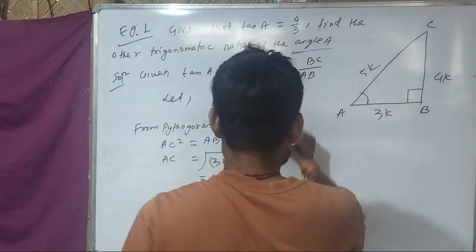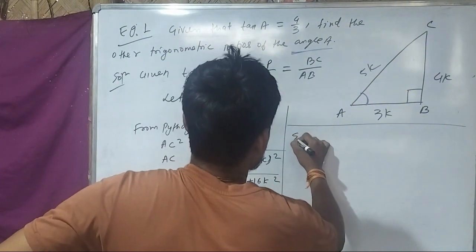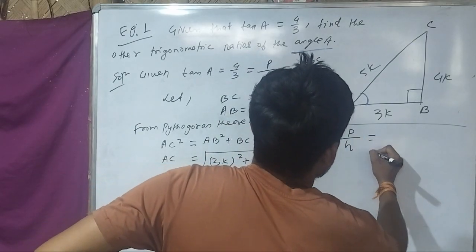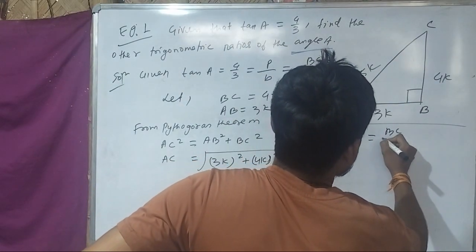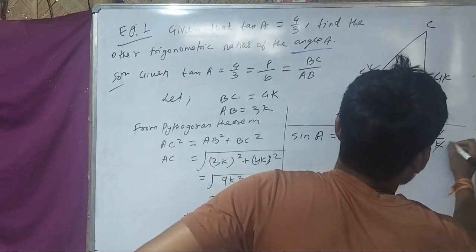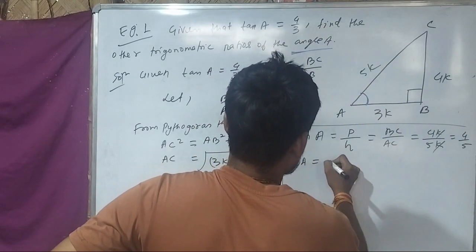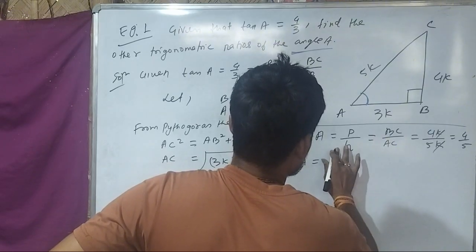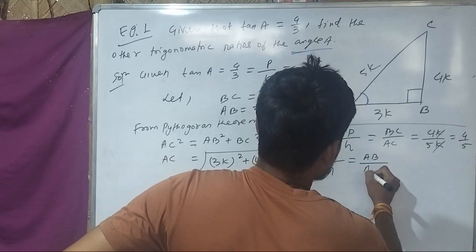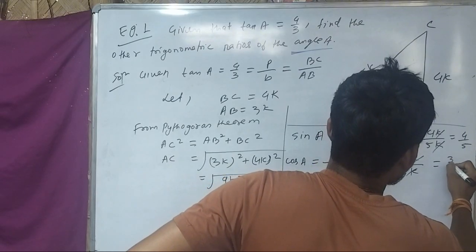Now I will find out all the ratios. Only tan is given. We start with sine. Sine of angle A is perpendicular by hypotenuse, that is BC by AC, that is 4K by 5K, which is 4 by 5. Now cos of A is base by hypotenuse. The base is AB and the hypotenuse is AC, so 3K by 5K, K cancels, giving 3 by 5.